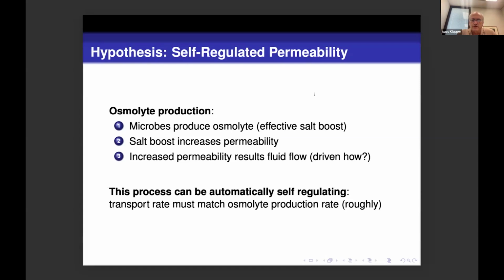If you're producing salt faster than the flow is transporting things around, then you'll build up more osmolyte, increase the permeability, and get more flow. If you're producing salt at a slower rate, then your channels will start to close up because there's not enough salt to replace what goes from the flow. So it's very easy to regulate in principle. The microbe just says, I need flow at a certain rate to give me nutrients, and I'll produce osmolyte at that rate, and it should work. So that's the idea.